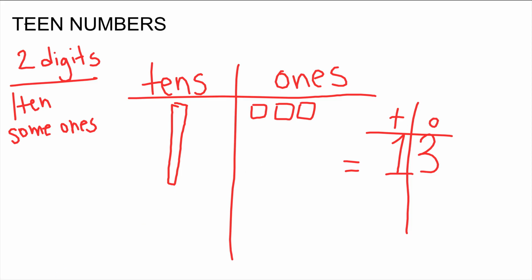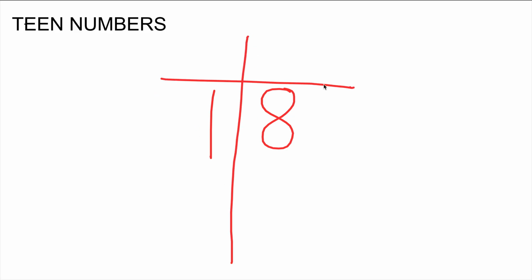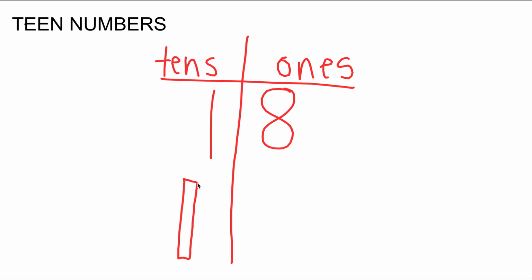So let's go ahead and look at some other ones. Let's look at the number 18. 18 has 2 digits, so that means that it has 2 place values: tens and ones. So the number 18 has one group of 10, and it has 1, 2, 3, 4, 5, 6, 7, 8 ones. So 18 has 1 ten and it has 8 ones.